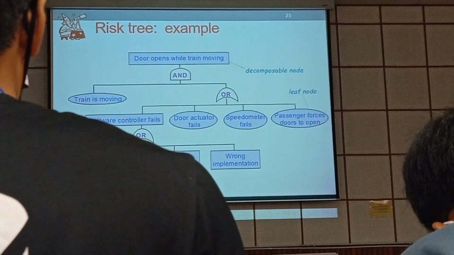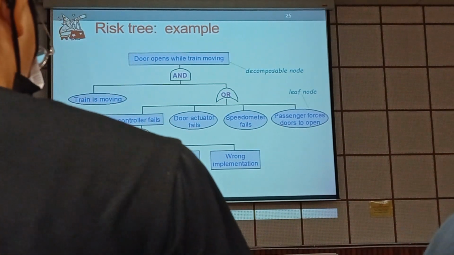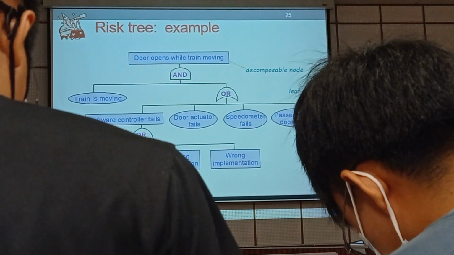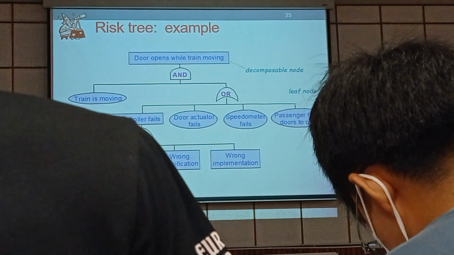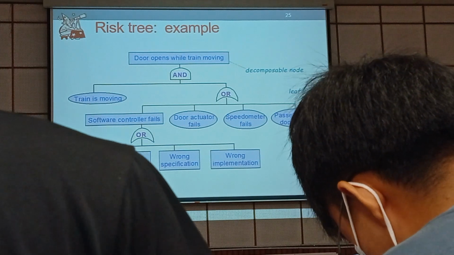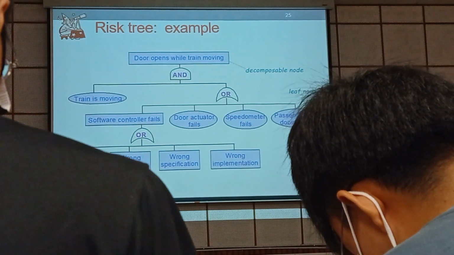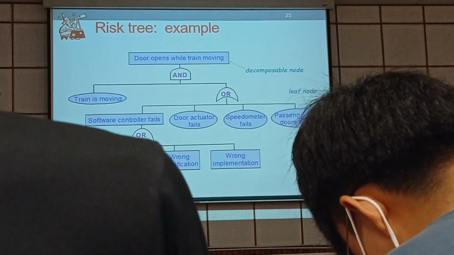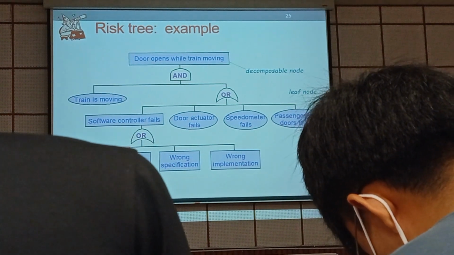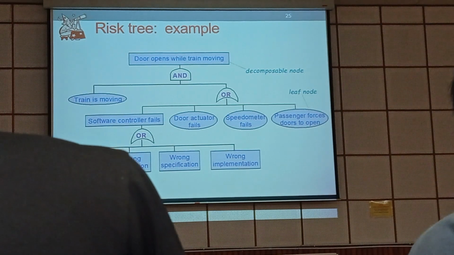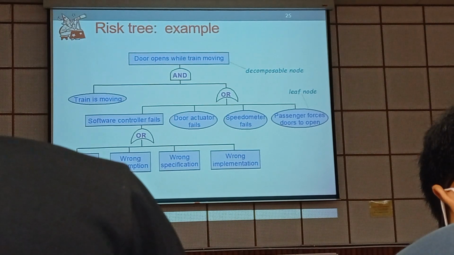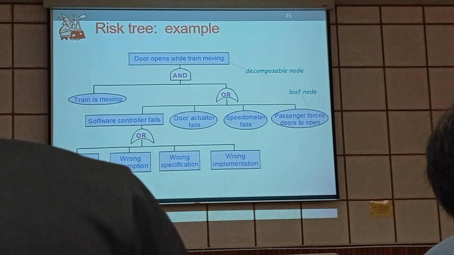This is known as a risk tree. But of course, I don't ask you to draw an exam, don't worry. This is just for your knowledge purpose. I want you to understand how it works. For example, door opens while train is moving. So, the train is moving, and the door opened while the train is moving. So what is the consequence? You can consider all the possible combinations. You come up with a diagram, you predict your risk, you identify all the possible risks thoroughly. Okay?